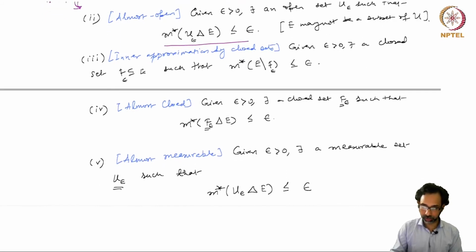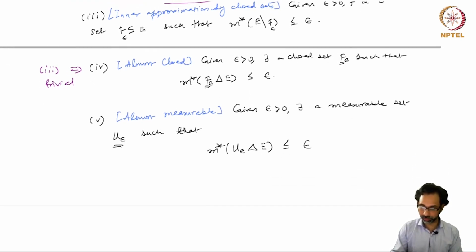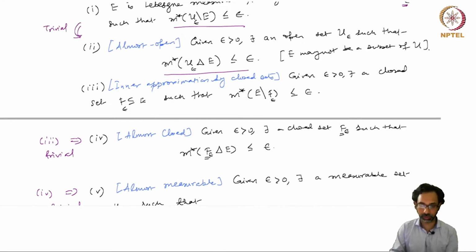Similarly, 3 implies 4 is trivial. And 4 implies 5 is also trivial, because if you can find a closed set, then a closed set is a measurable set. So the fifth one is automatically satisfied if 4 is satisfied.